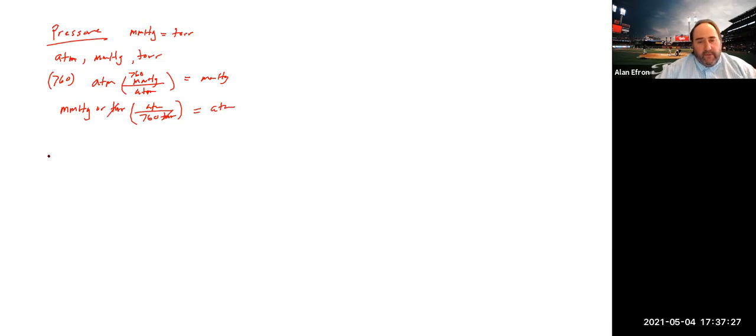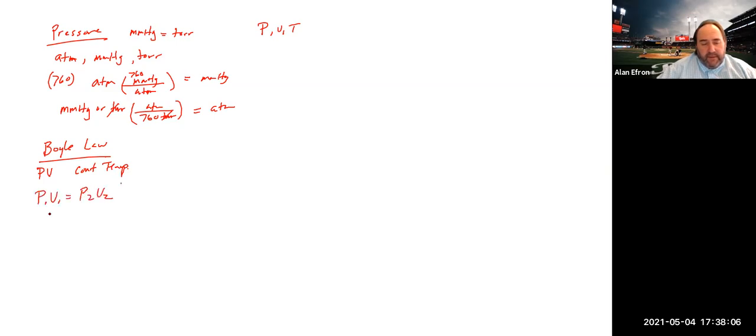Now, we started talking about gas laws as well last time. And remember, there are three variables that we deal with a lot in gases: pressure, volume, and temperature. We started out talking about Boyle's law. Boyle's law dealt with the pressure and volume relationship holding temperature constant, and that's P1 V1 equals P2 V2.